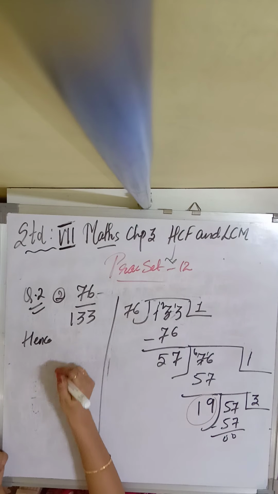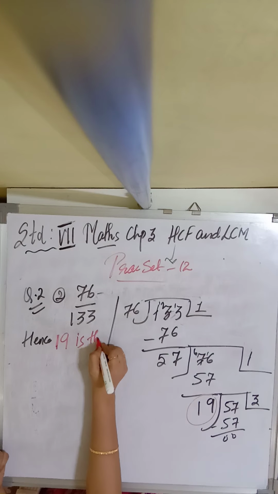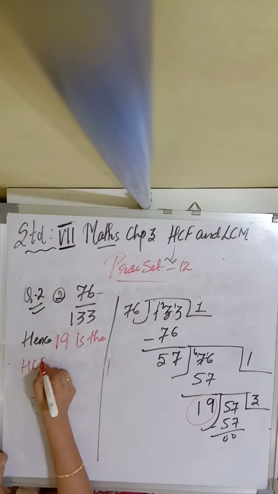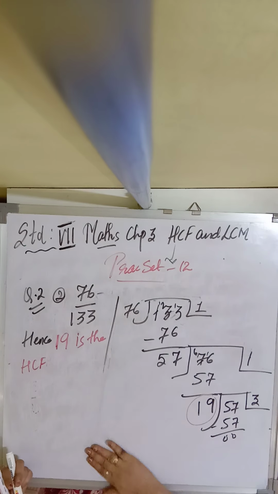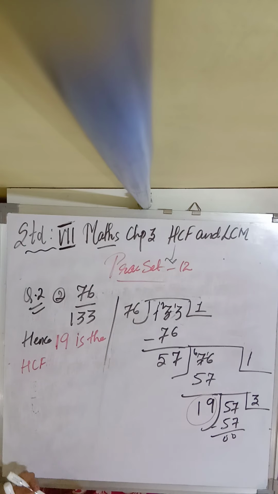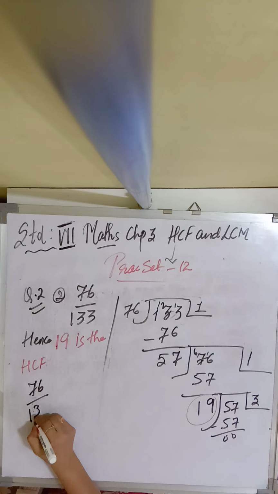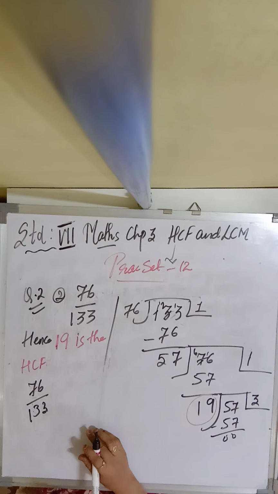19 is the HCF. Now what is our next step, children? We have to reduce this fraction, that is 76 upon 133, to the lowest term.